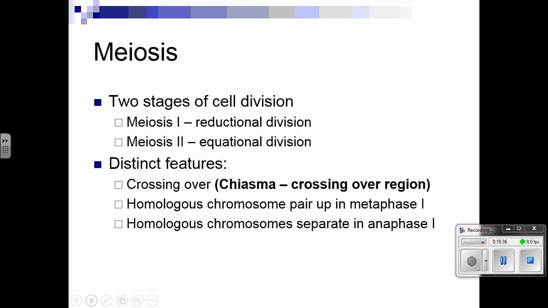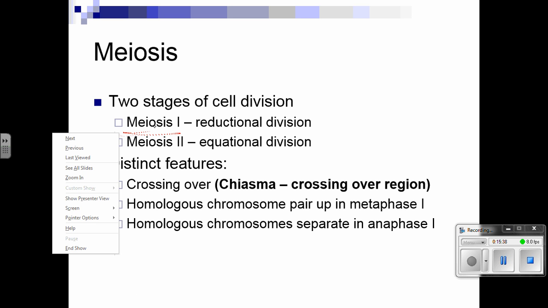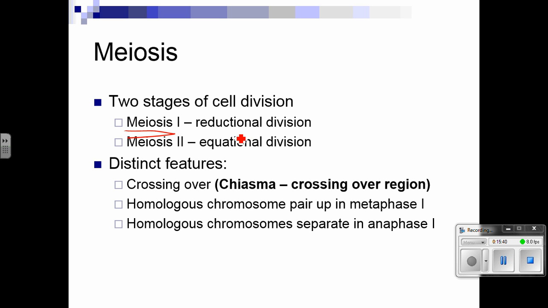Meiosis, 2 stages of cell division. Meiosis 1 reduces. It's called reductional division because it reduces the chromosome number. Because in meiosis you're going from 2N to N. And then the second stage actually just evenly divides what is there into the 4 cells.